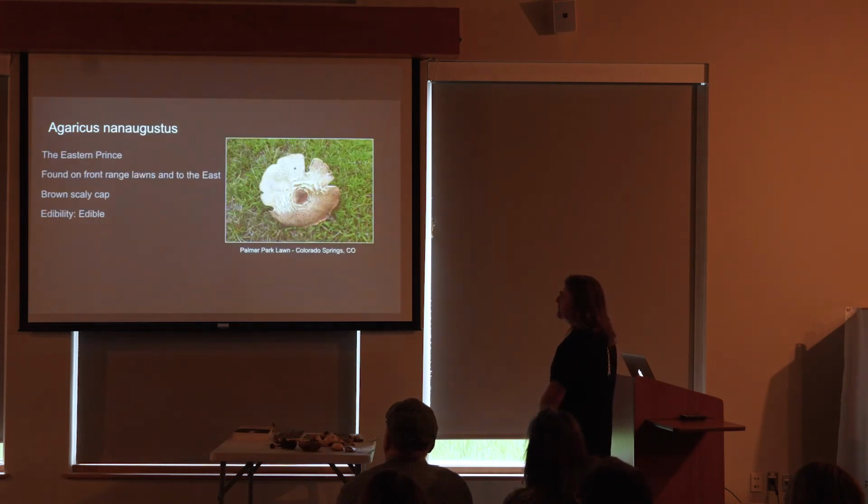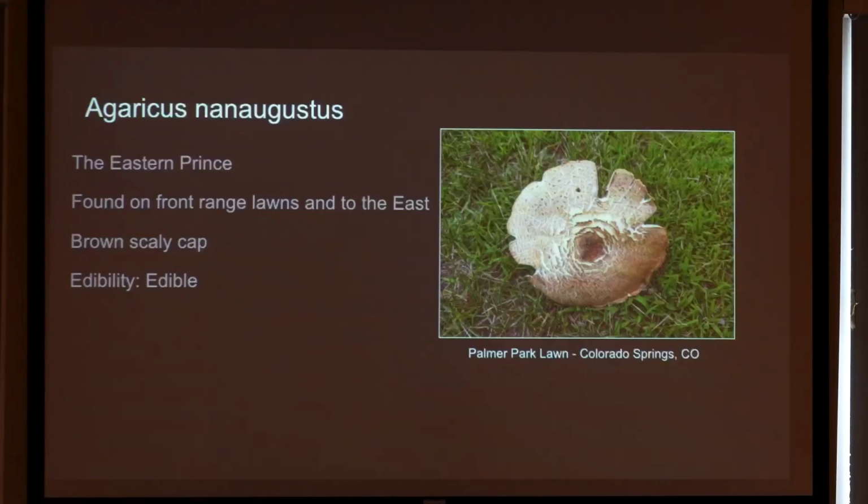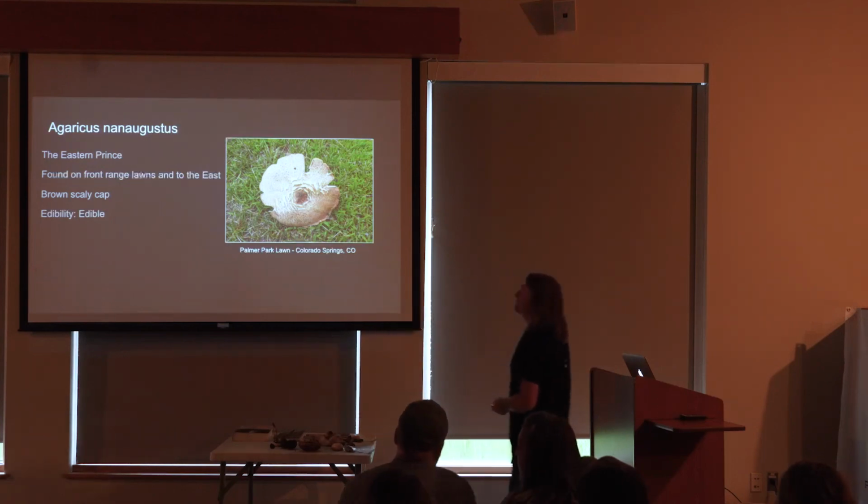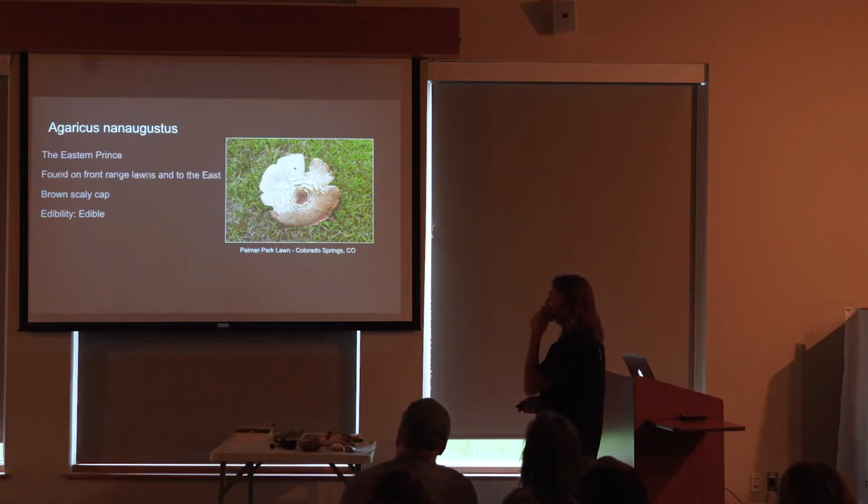So here's our Nanagustus. It looks just like the Prince, but this grows on lawns from here to the east. So if you find something that's big, pretty big, like a little bit bigger around than this, on lawns, it's probably an Anagustus. This was never known in Colorado until we found that mushroom one day.